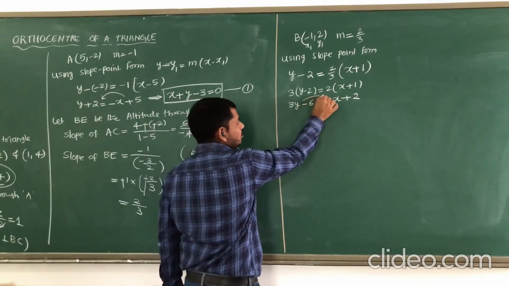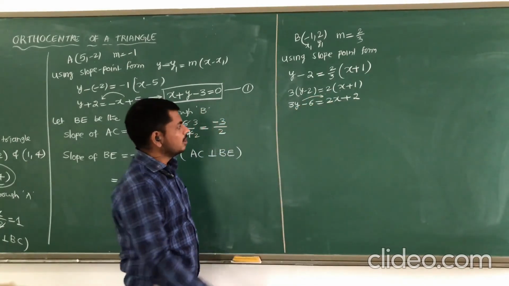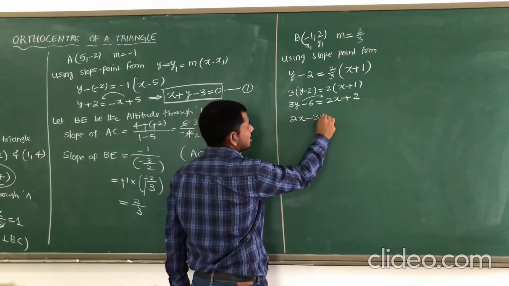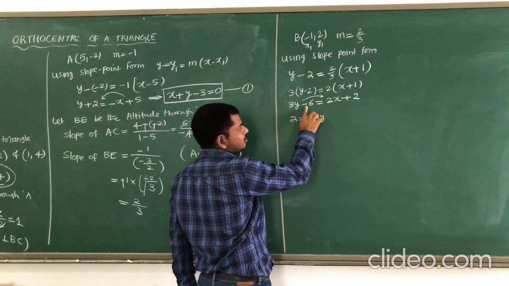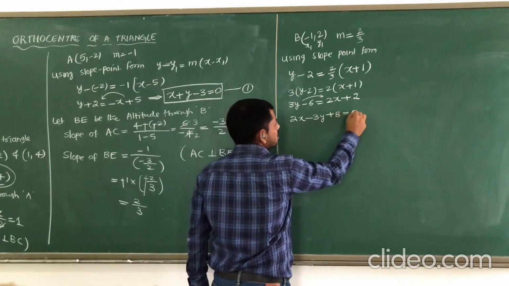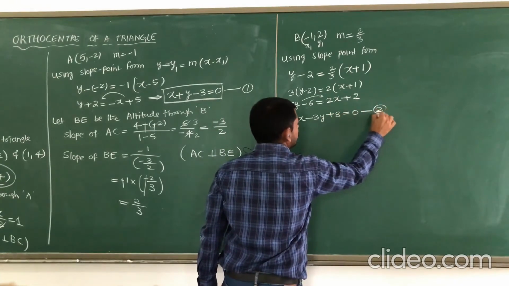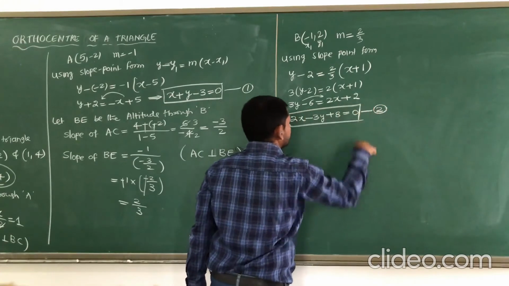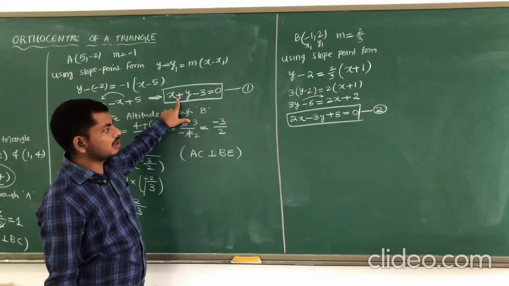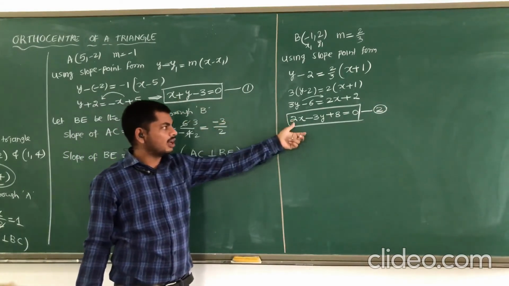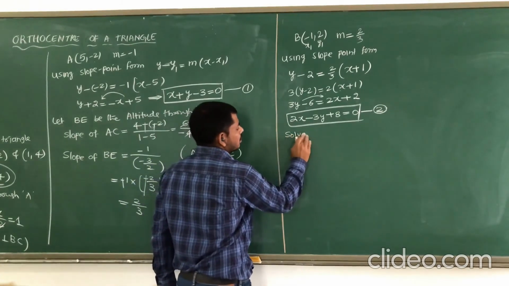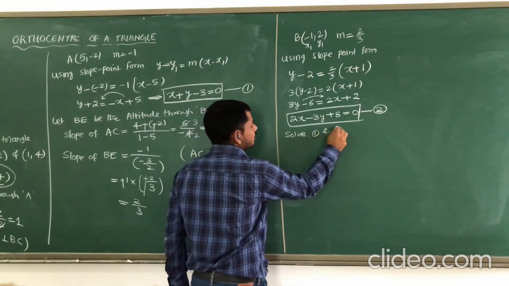Shift this LHS term to RHS side. 2x plus 2, here 2x, this plus 3y becomes minus 3y and minus 6 becomes plus 6. Already we have plus 2 on RHS side. 2 plus 6 is equal to 8. Say it is equation number 2. Now solving these two equations, we will get the orthocenter of the required given triangle.